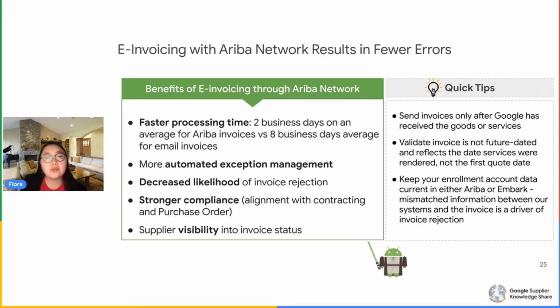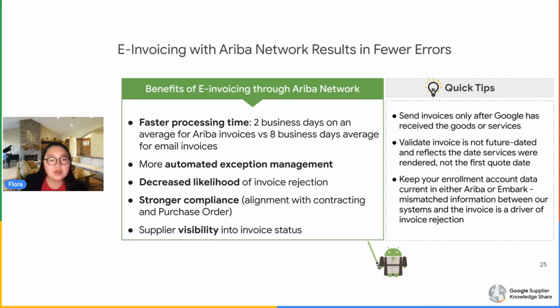First, your invoice will be processed much faster than emails or hard copies. Since Ariba invoicing has some built-in validation rules, it's much less likely to run into any exceptions, and much less likely to be rejected compared with other channels like emails or hard copy. We also build it to meet local compliance requirements. You can also see the status of your invoice, whether it's getting paid or rejected, and there's a rejection reason you can use to connect with the Google counterparties.